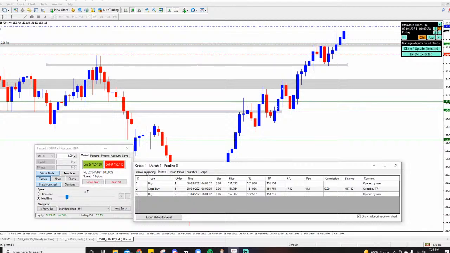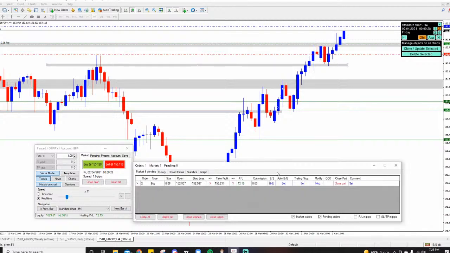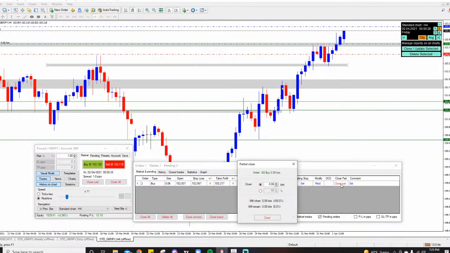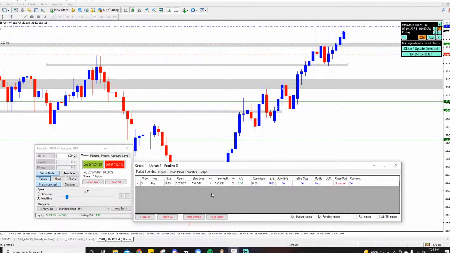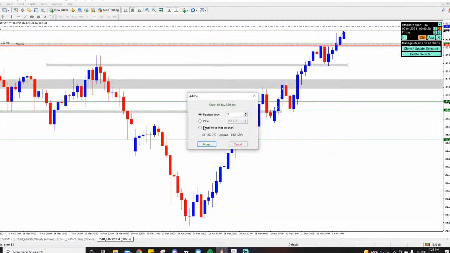Or another way to manage is you could close part and then move to break even or just below break even. Different ways to manage your trade. So let's say I close 50% here and then stop loss, I would move it just below the entry.